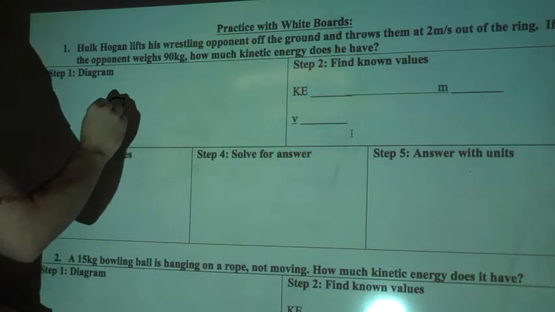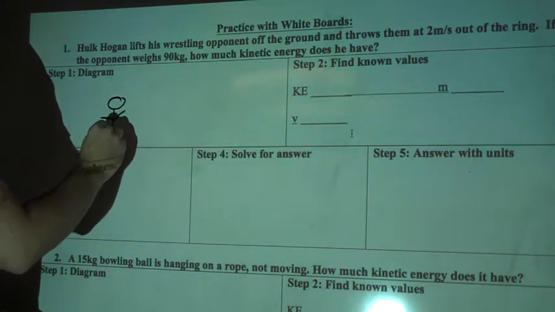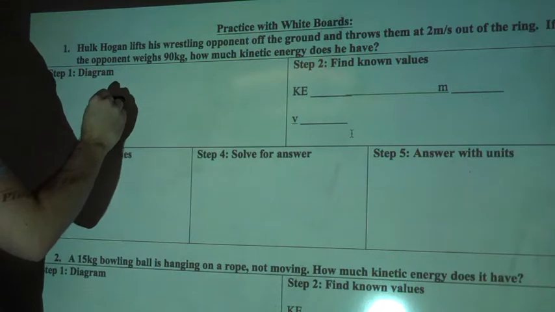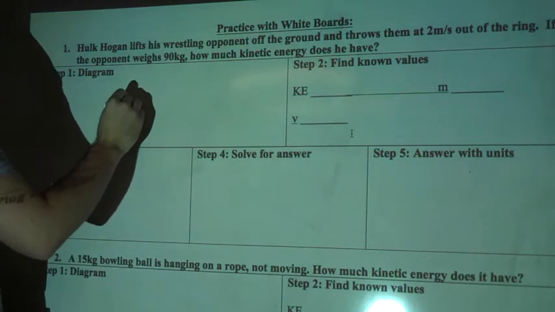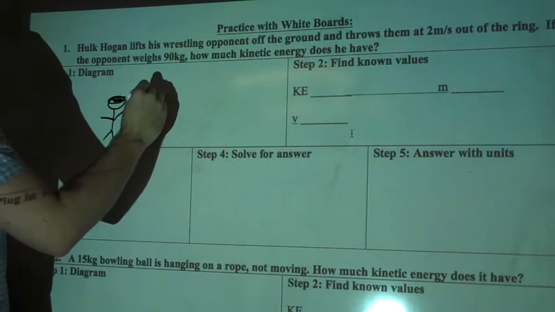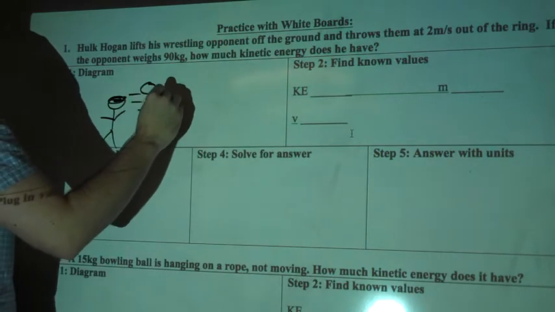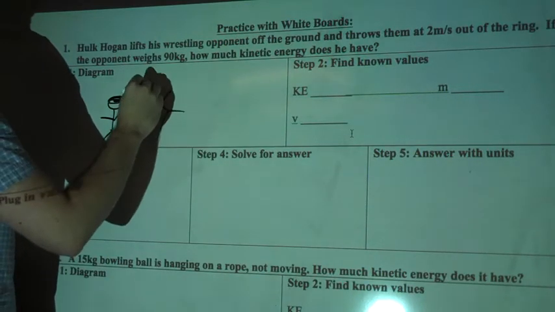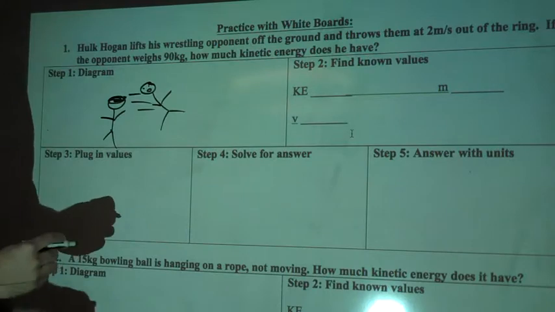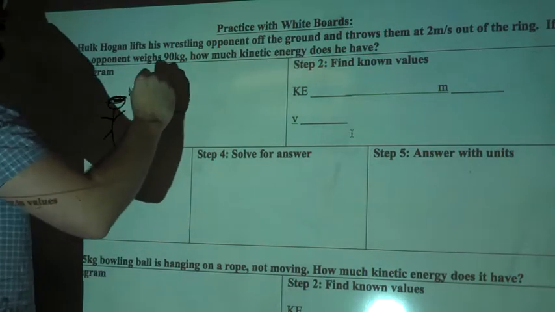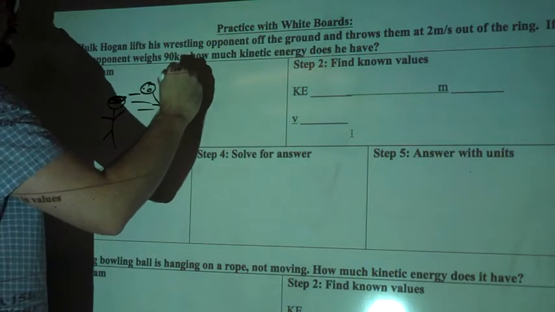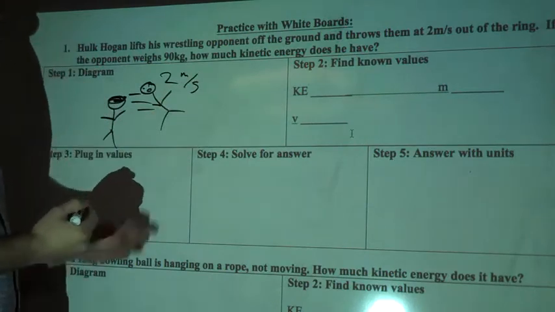So we'll start out with our diagram. So we've got Mr. Hogan here. He's got a bandana. Alright, and he's throwing his opponent, which is right here, and who looks totally scared. And the opponent is traveling at 2 meters per second, and they weigh 90 kilograms.